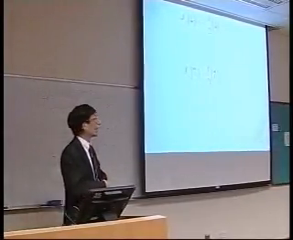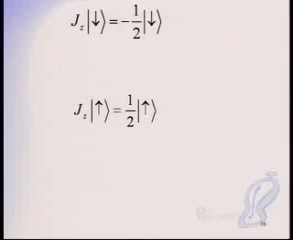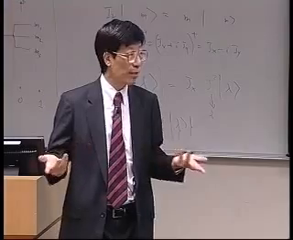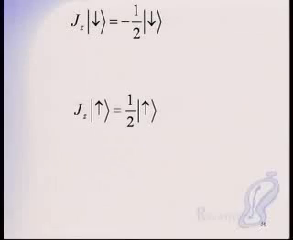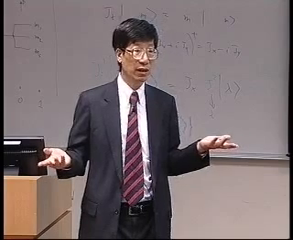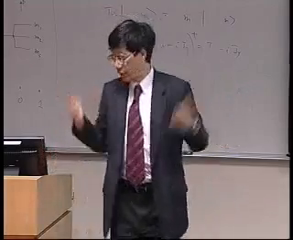So let's see what happens. Jz operating on the down state gives you minus a half times the down state. Why? Because the down state, by definition, has m equals minus a half. Jz operating on the up state gives you plus 1/2 the up state, because that's the m value.